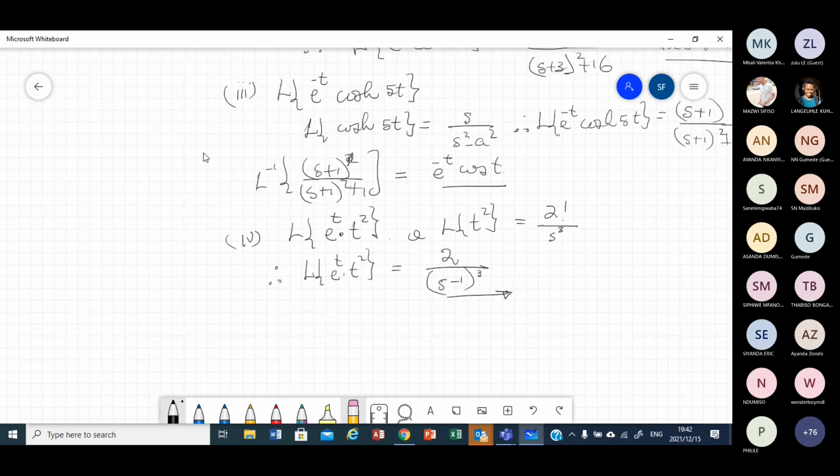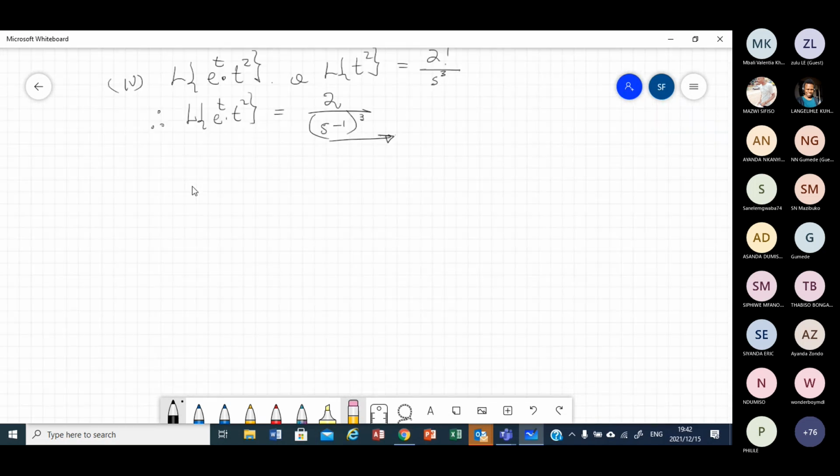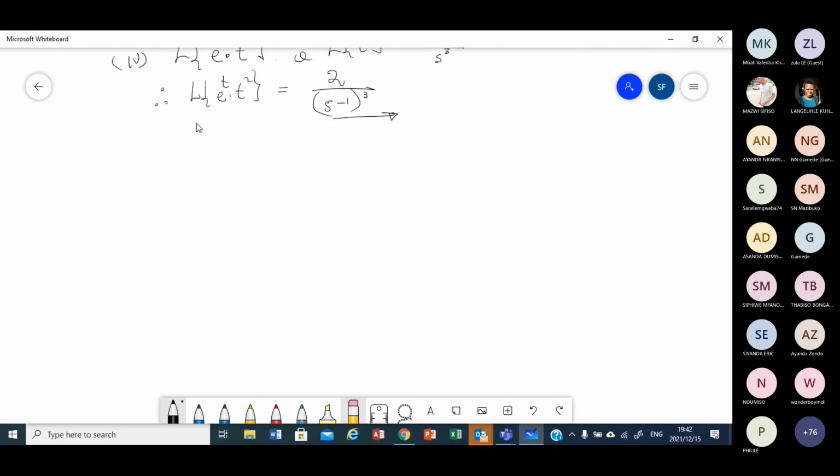That is property number 1. We look at the next property. Property number 2, very important one, is what is called multiplication by t to the power n. Again, we know that if we are asked to find the Laplace of f at t, we will always get F at s.